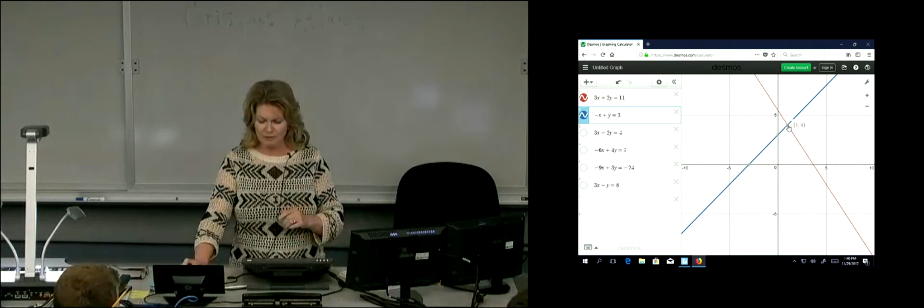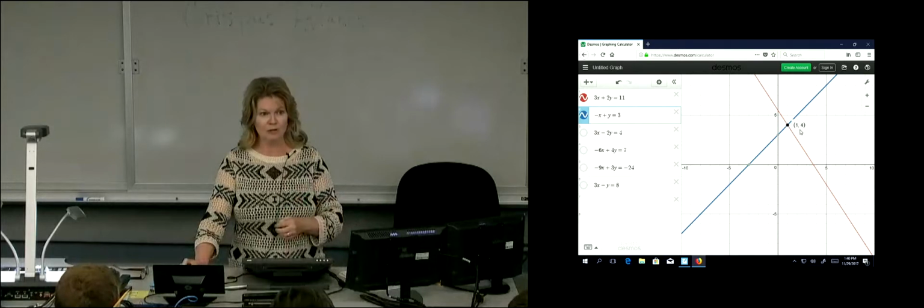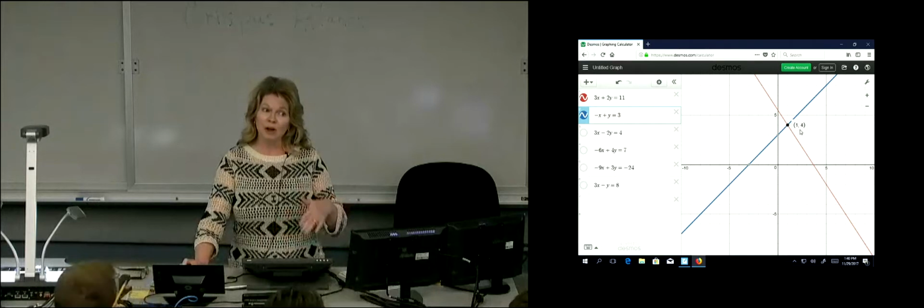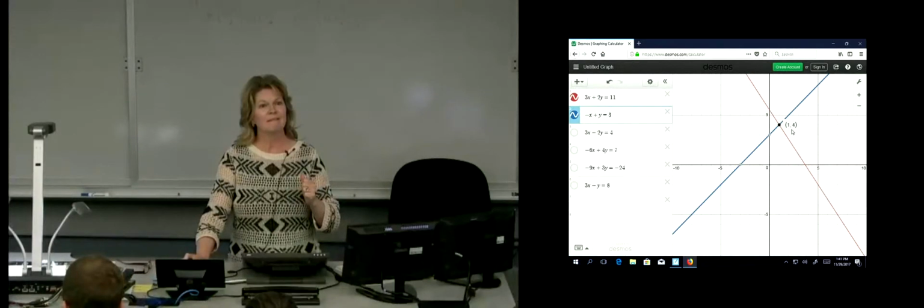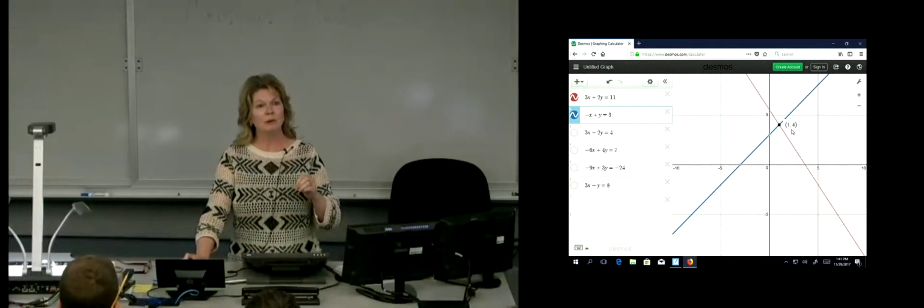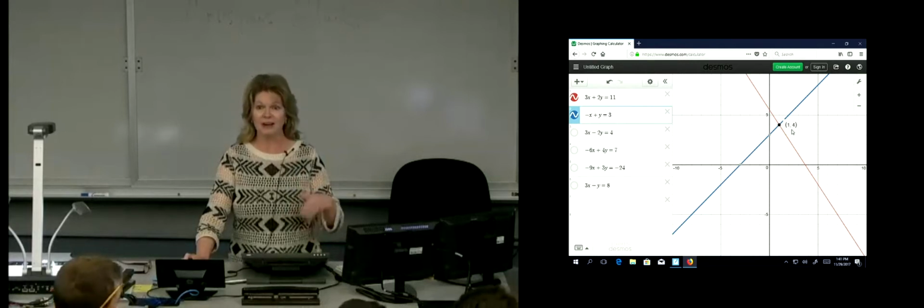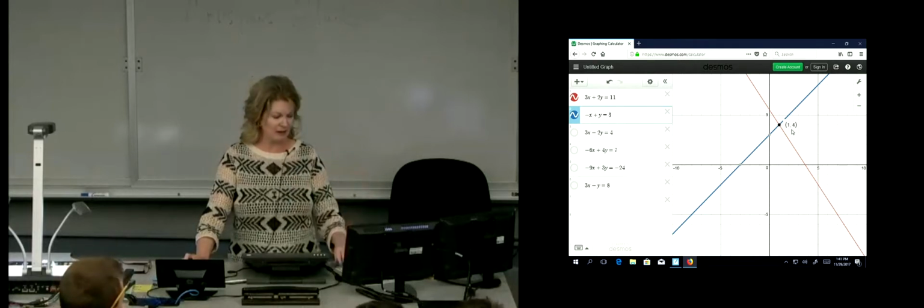It graphed it for me, and it's really great because I can click right on it, and it tells me that the coordinates of the point where they intersect is (1, 4). And if you look at the homework, I mean... Can't see anything. Can't see. Now we can. Can you see it now? Yes. Okay, so we get the point (1, 4), and that was the same answer that we got on the problem that we worked at the end of class.